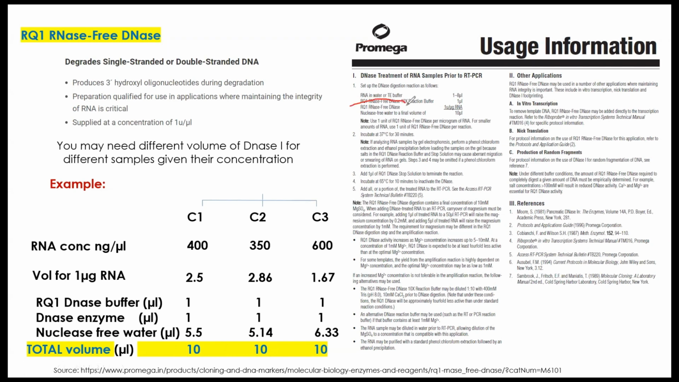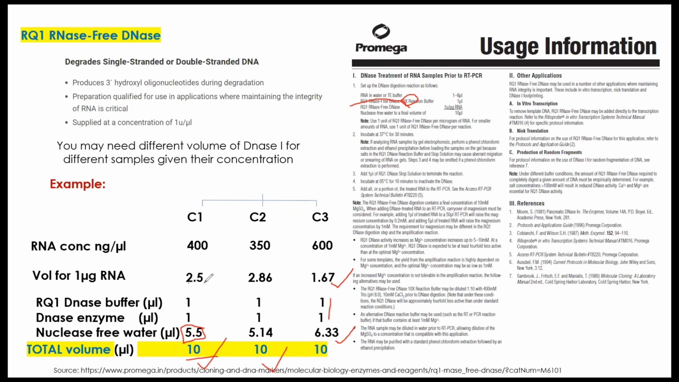Here, it's 10x, right? So 10x will require 1 if the final volume is 10. The remaining you have to make up with the nuclease-free water, and then you will get 10 microliters, right? Similarly for this C2, you need 2.86 and 5.14, and for C3, 1.67. You will see that your buffer and the DNase remain the same.